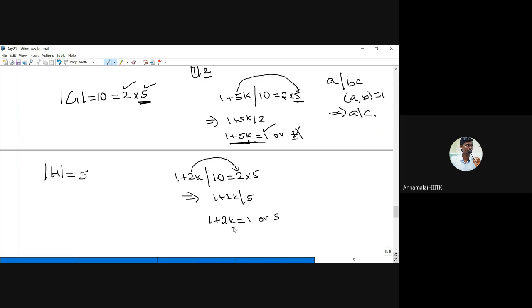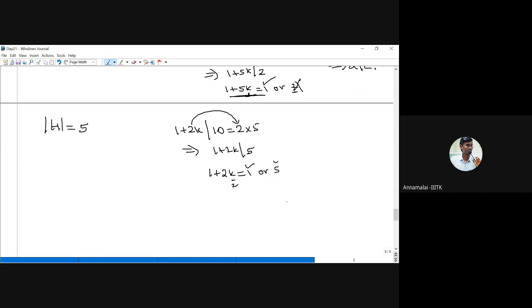If we substitute k equal to 0, you will get 1. If we substitute k equal to 2, you will get 5. Therefore, there is either only one 2-Sylow subgroup or 5 2-Sylow subgroups. But if you take only one 2-Sylow subgroup, you will not get all the elements. Suppose we assume that we have only one 2-Sylow subgroup, we call it K. And then the cardinality of this one is 2 to the maximum power, but the maximum power is 1. Therefore, this K contains only 2 elements.